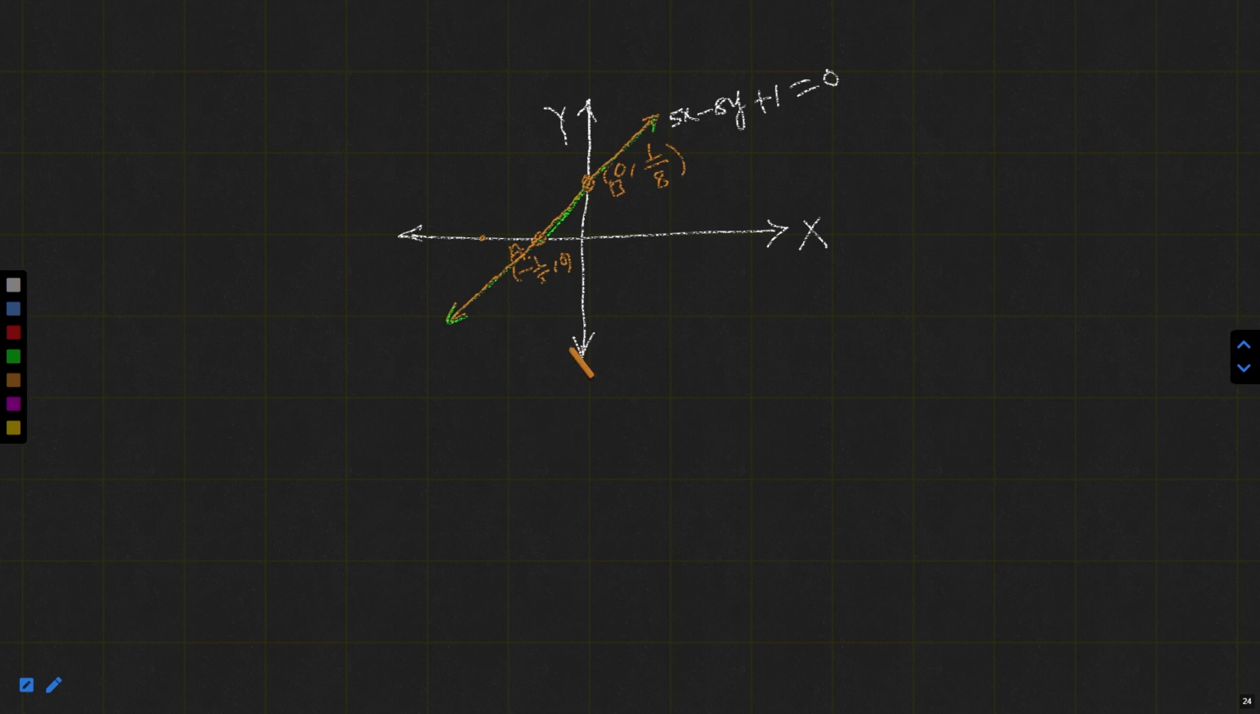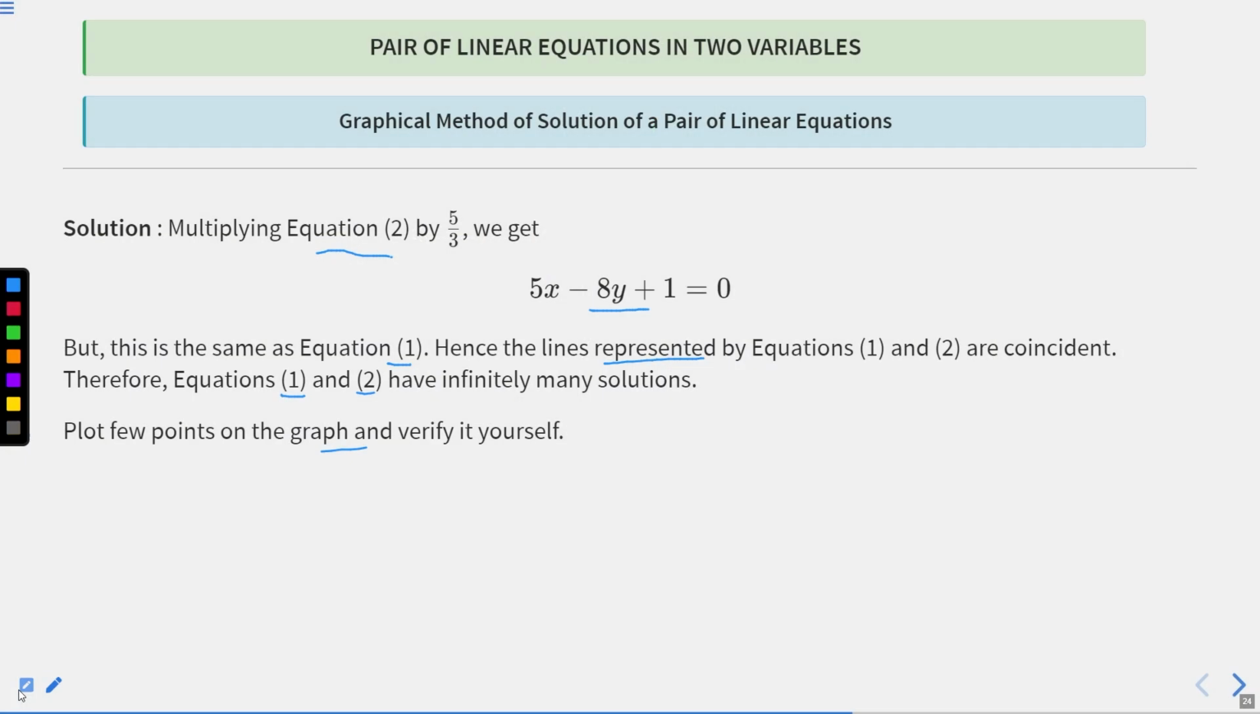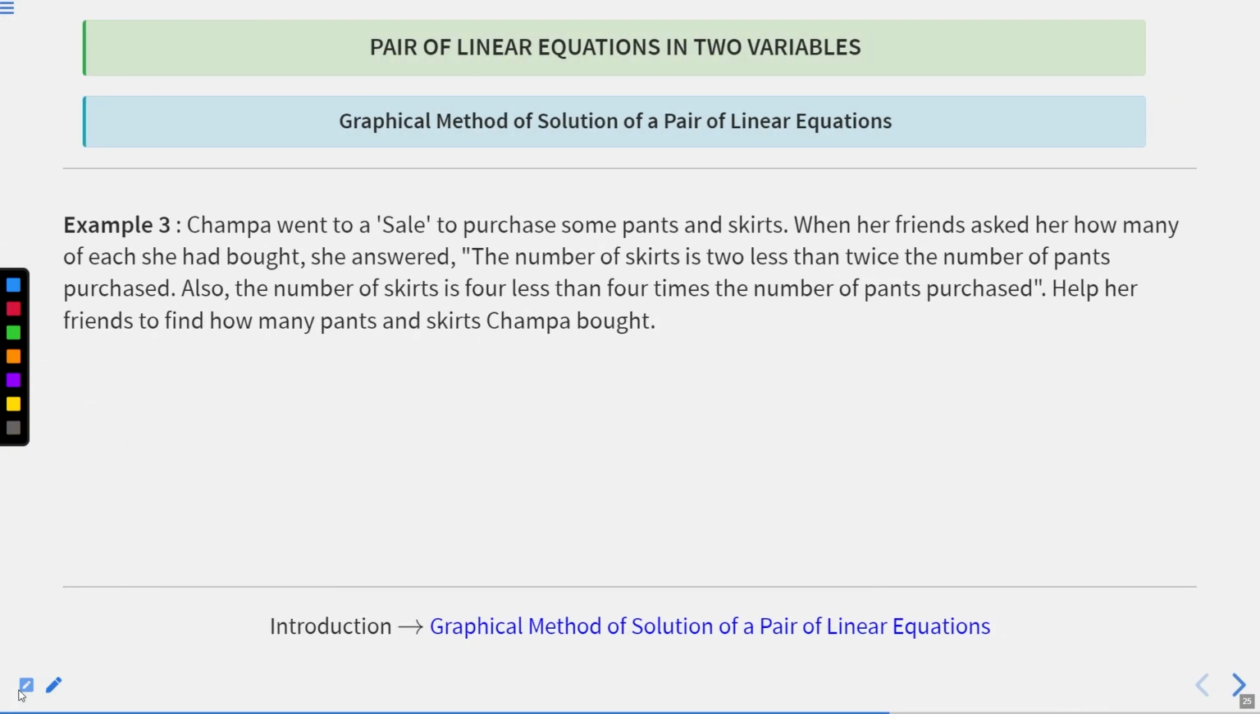Okay, so the given pair of lines are coincident lines. So the solutions of this pair of linear equations basically follow the points which lie on this line. So the given pair of linear equations will have infinitely many solutions. Okay, now let us move to example number 3.